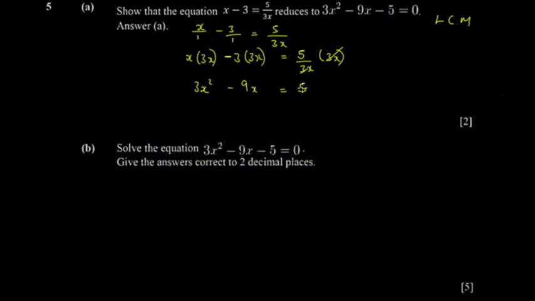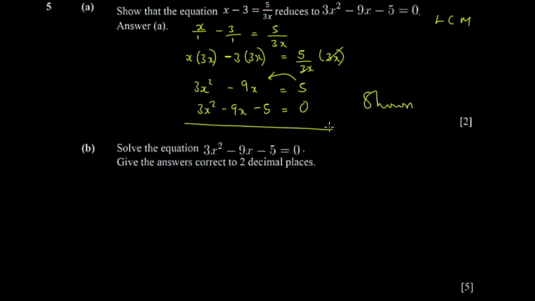Here you have to transpose. This one has to go to this side here, and the only way that you can get it to that side is by changing the sign. In essence you're just subtracting 5 from both sides. Here it becomes 0, here it becomes -5. Okay, so here shown, done.